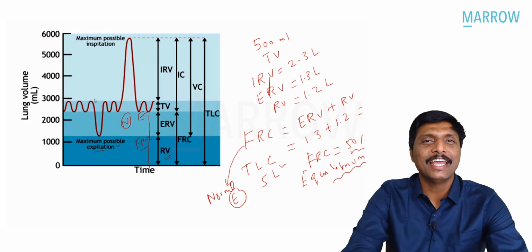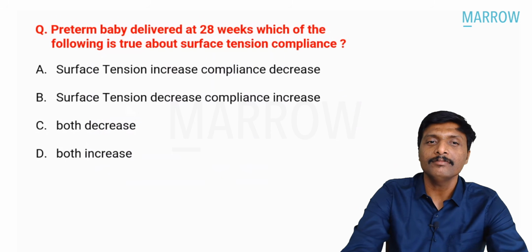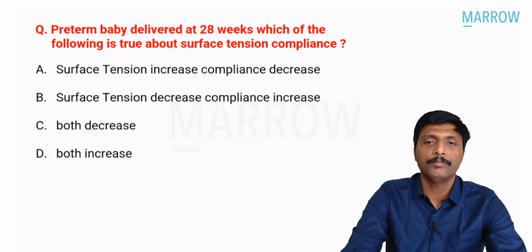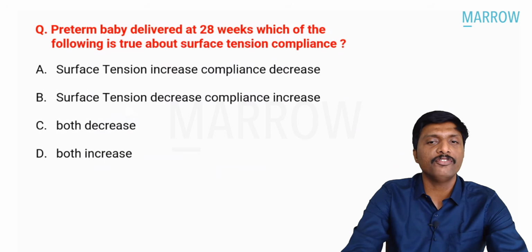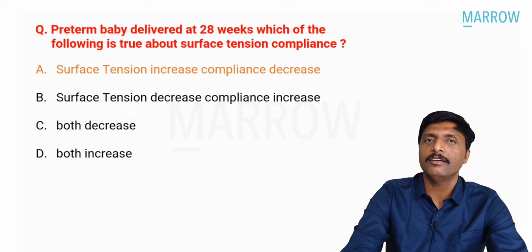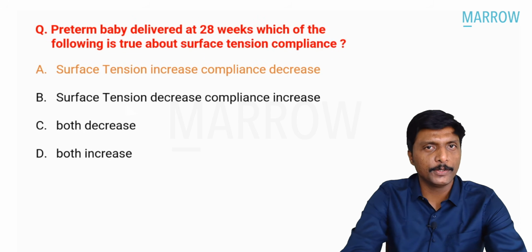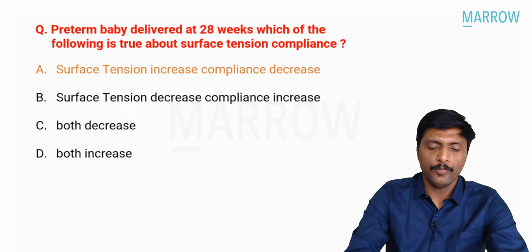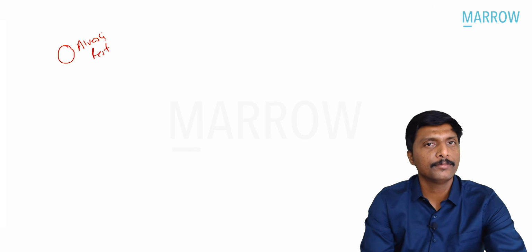Now, next question. Preterm baby delivered at 28 weeks. Preterm. Which of the following is true about surface tension and compliance? Preterm babies, definitely the surfactant will be deficient. To understand this concept, we'll come back to the answer. Now listen to this. Now, consider this is our alveoli. Okay guys, this alveoli is at rest.